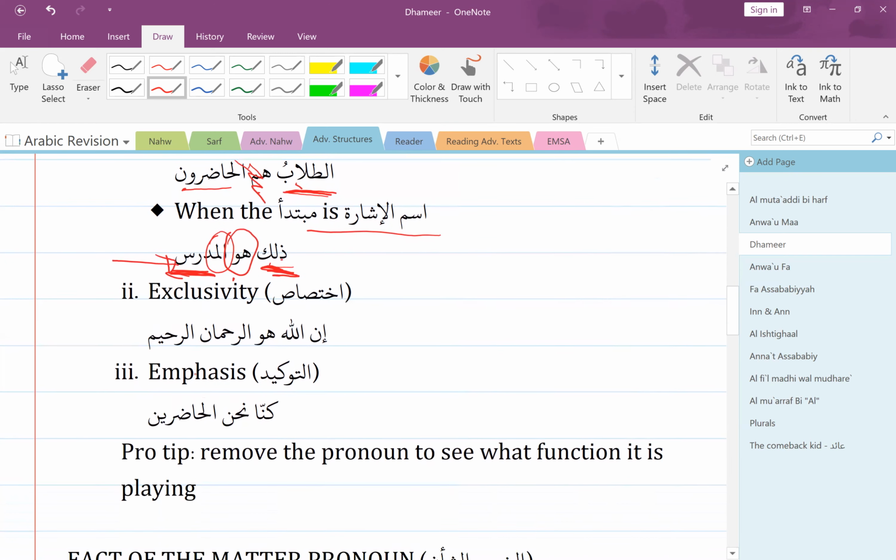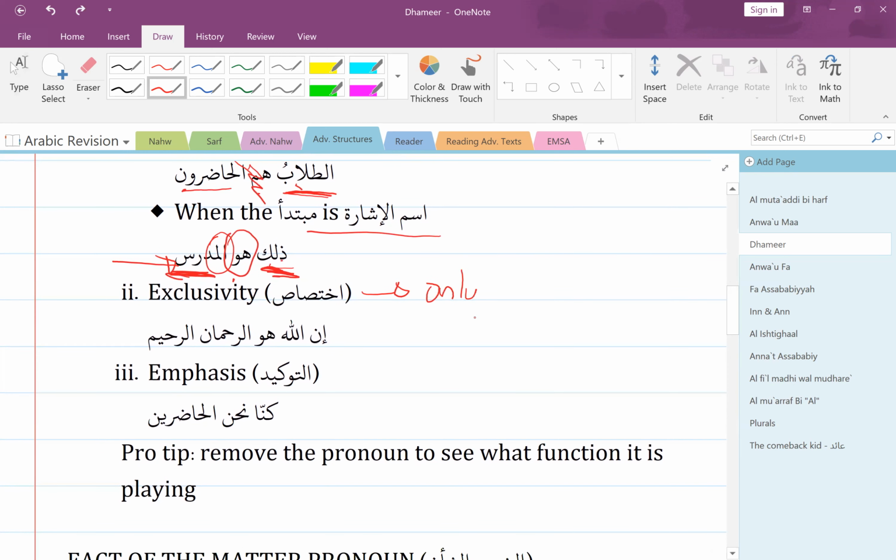The second function is exclusivity, ikhtisas. We've come across this word a lot. It creates an exclusive meaning that is solely for a particular person or a particular thing. The attribute exists only for this. This is where we translate with "only". So sometimes dhamirul fasl comes with the meaning of ikhtisas, exclusivity.